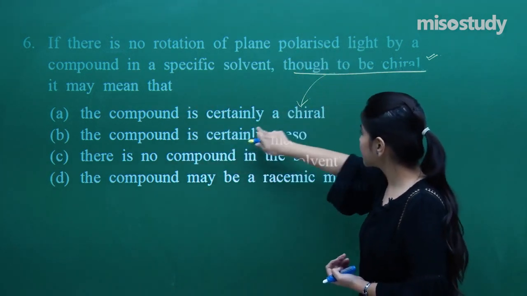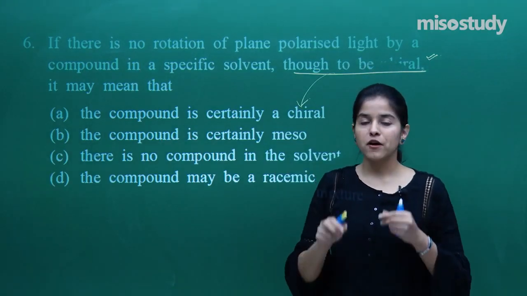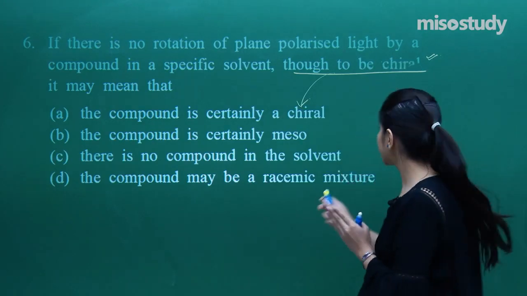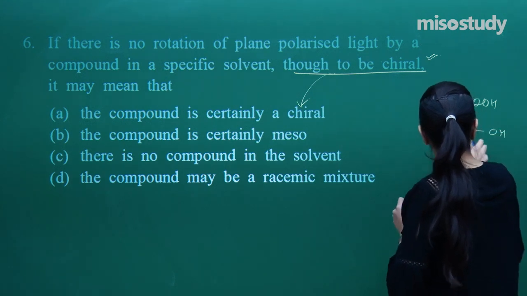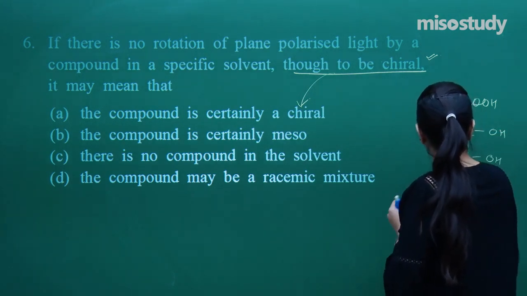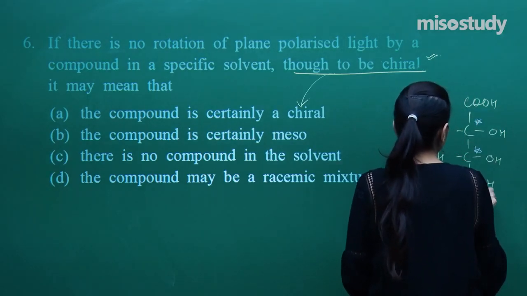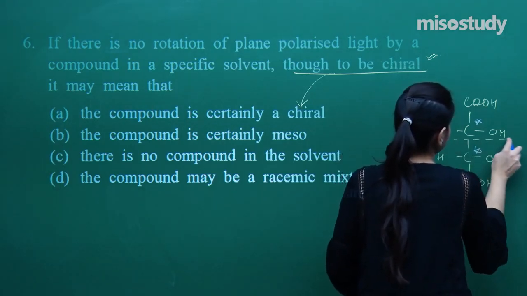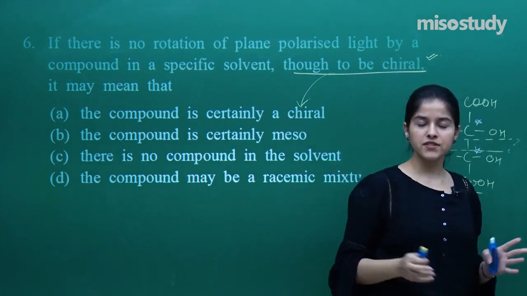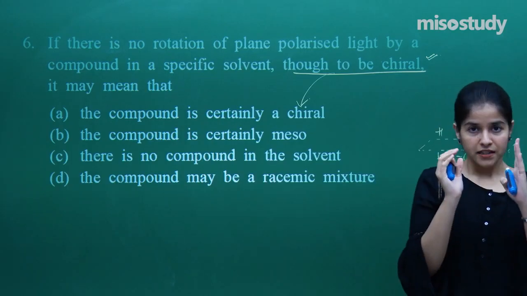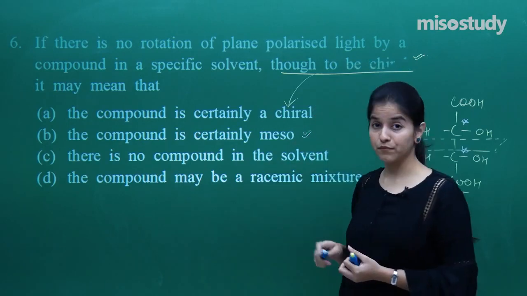The compound is certainly meso. Yes, it could be meso, because what are the meso compounds? Although they are having chiral centers, just like what we have discussed earlier about the tartaric acid, although having 2 chiral centers, right? Still it is optically inactive due to the presence of a plane of symmetry, right? I can cut it into 2 halves, and due to the internal compensation, the optical activity will be nullified in this compound. So this option can be correct.